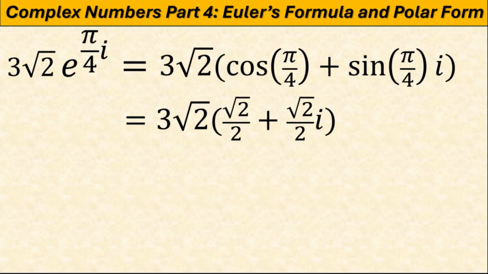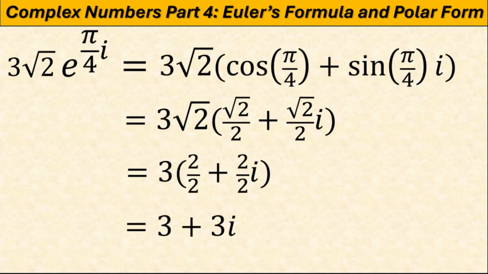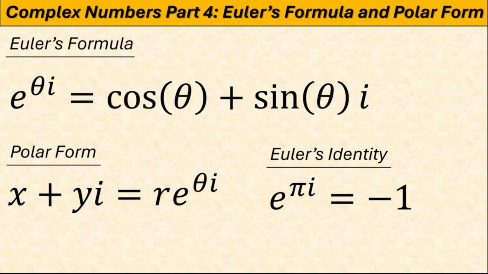Pi over 4 in degrees is 45 degrees, and if you're familiar with trigonometric identities, you know that the cosine and sine functions evaluated at this angle are both equal to the square root of 2 over 2. Multiplying this out, we get our desired solution, 3 plus 3i, back in rectangular form.